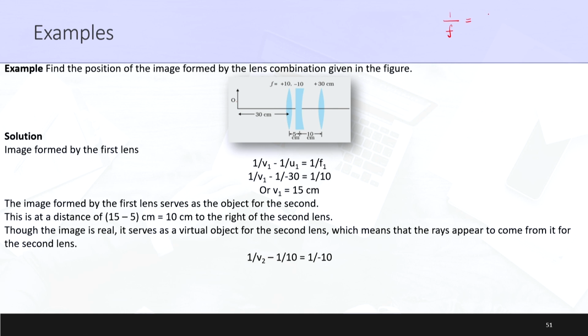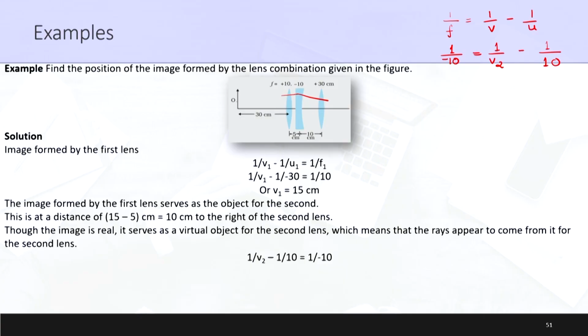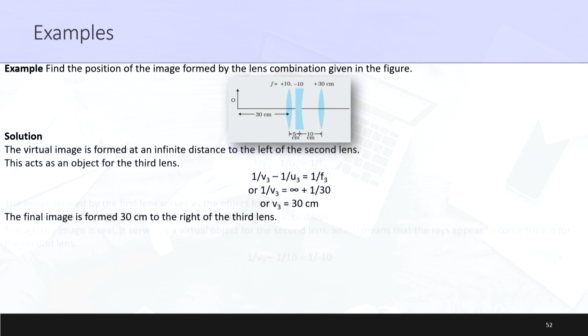So, 1 by f is equal to 1 by v minus 1 by u. So, it will be 1 by minus 10 is equal to 1 by v2, because we need to find out the image distance for the second image, minus 1 by u. Now, what will be u here? u will be 10 here. Why will it be 10? Because it is formed in the same direction as the transmission of light, because we are measuring in the same direction as the transmission of light. So, just iterating the mathematical formulation, you will finally get the value of v2.